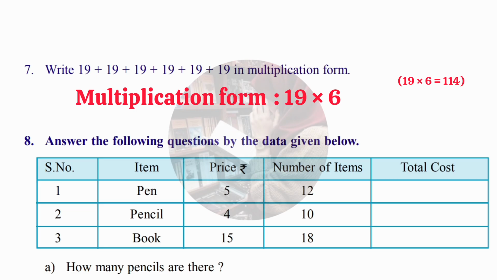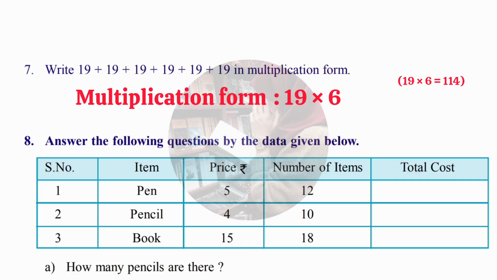Got it, guys? Let's move on to the 8th question, in which one table is given. Answer the following questions by the data given below. So one table is given in which we have 5 columns. The first column is serial number, second column item, third column price, fourth column number of items, fifth column is total cost. Let's see each carefully and give the correct answer for the fifth column.